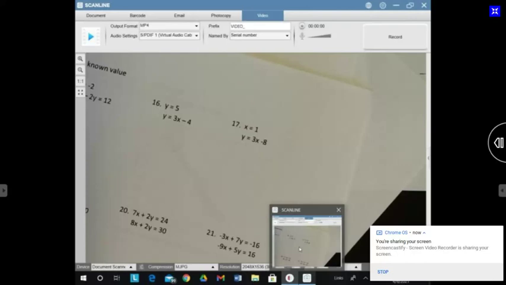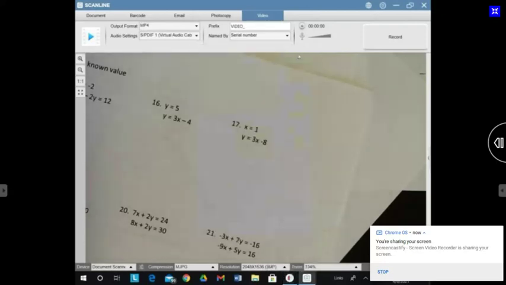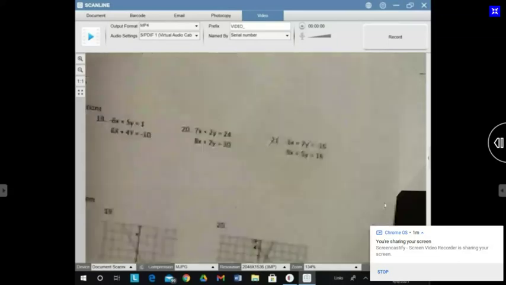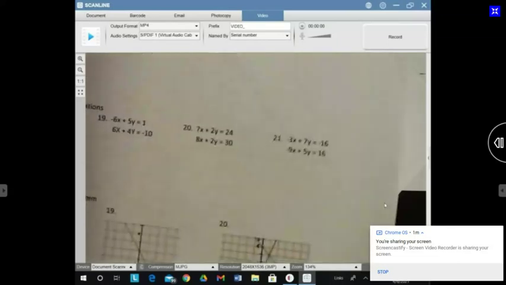Okay, so what if I say, what about 15? X is equal to negative 2. I got to plug it in.